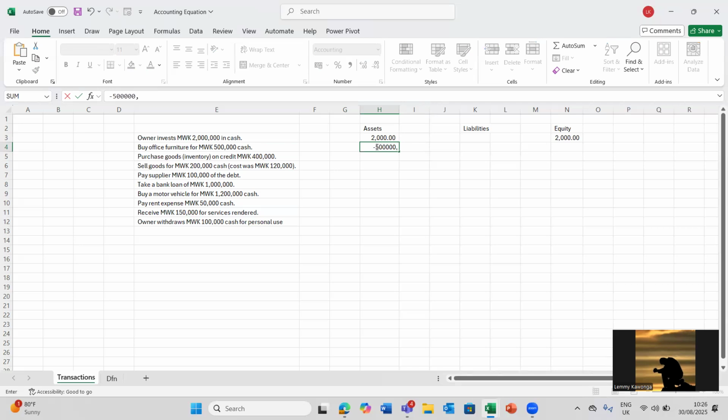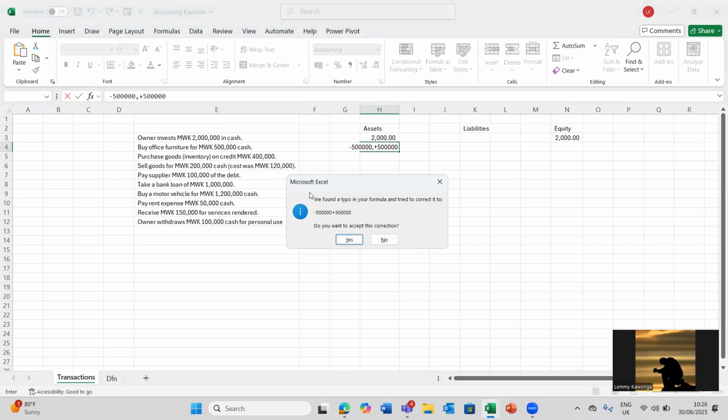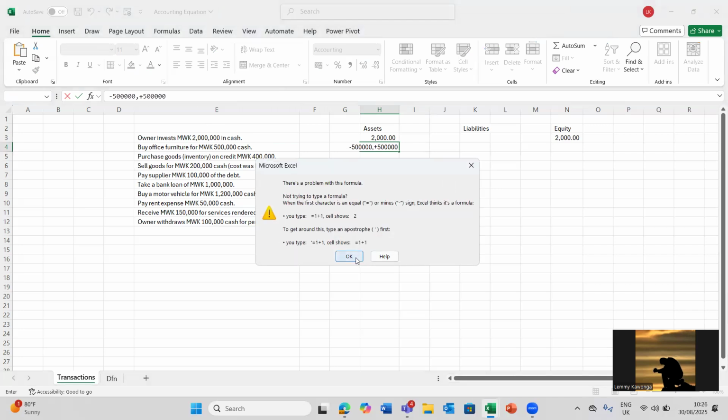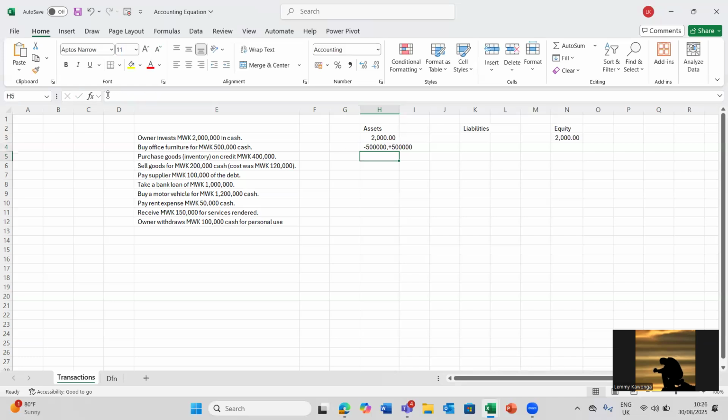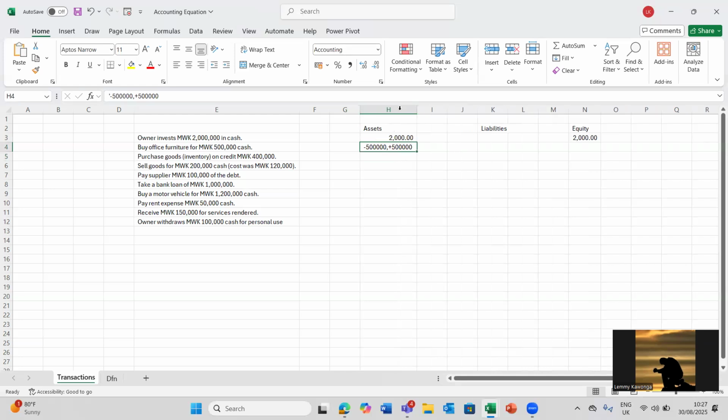At the same time, because we are buying furniture, the furniture increases. Furniture is our asset. So the net effect there will be zero. Under assets, it will be plus and minus, and the result will be zero.